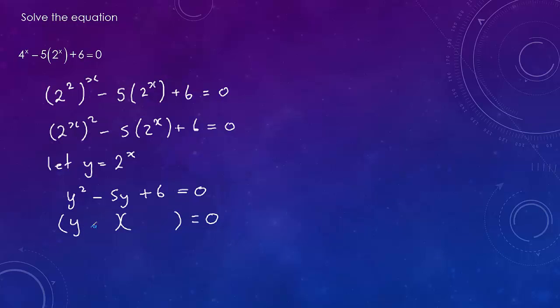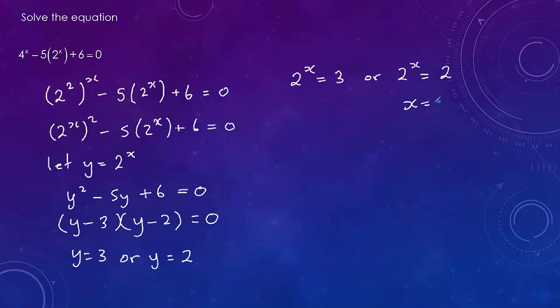And then we have y and y. In this case, it would be 3 and 2. And if we make them both minuses, that does the trick. So y would be equal to 3, or y would be equal to 2. But remember, y is 2 to the x. So we get 2 to the x is equal to 3, or 2 to the x is equal to 2.